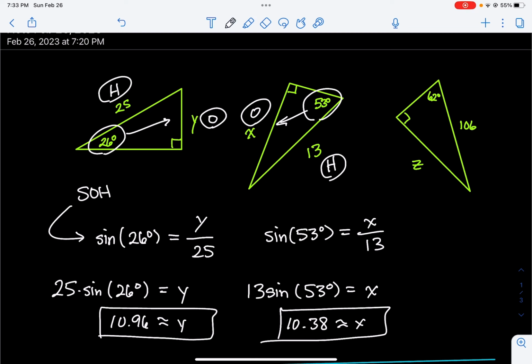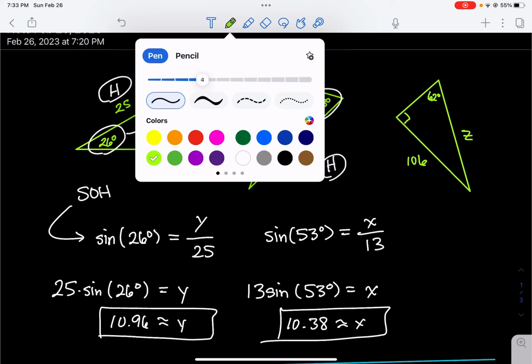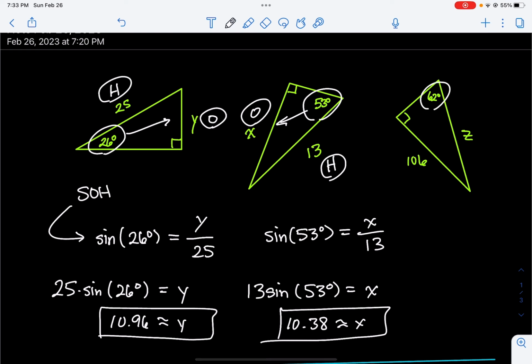You know what? Let me change this around. Let's switch the z and the 106. What if the 106 was over here and the z was here? Well, let's think about the equation we'd get. Across from my 62 is the 106. That's my opposite. Here's my hypotenuse. So the equation I get here is sine of 62 is equal to 106 over z.